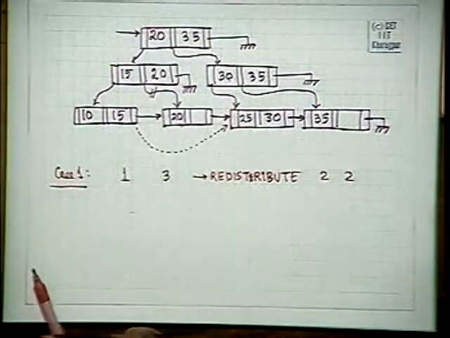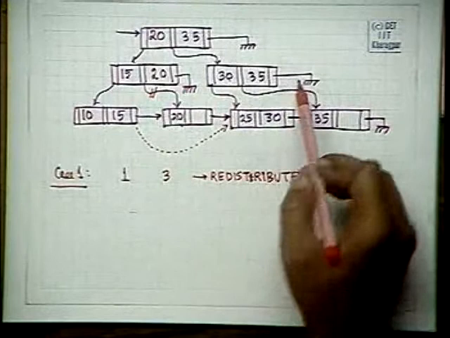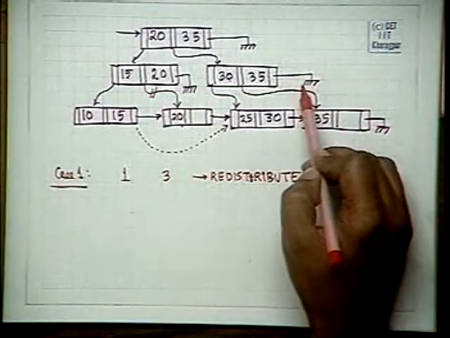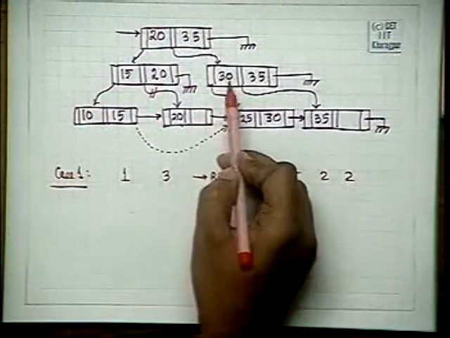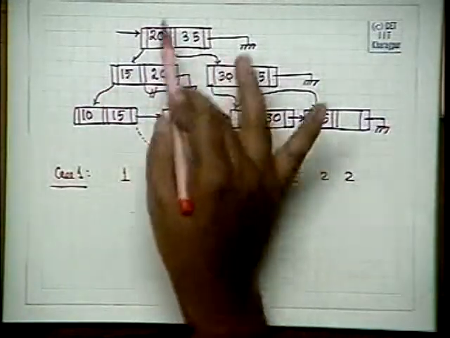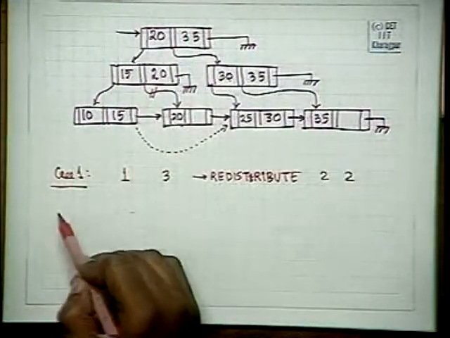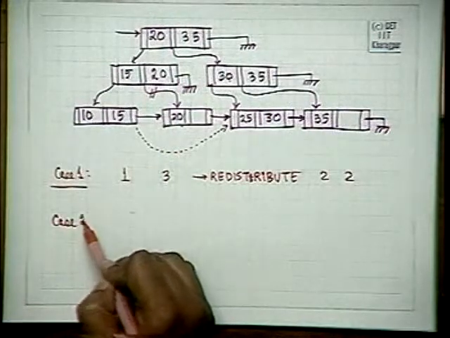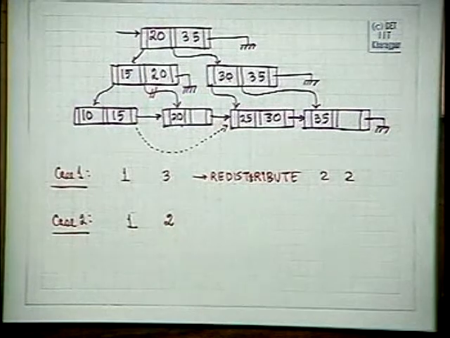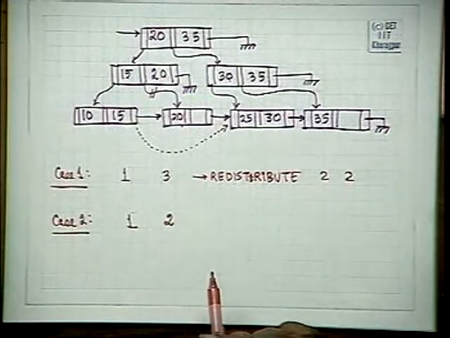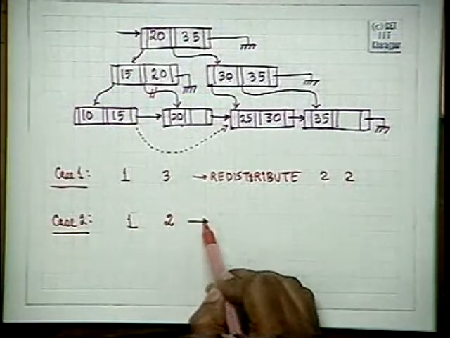Which is not the case here. If it were the case here that this had some other pointer, then I would have been able to redistribute this thing here and maintain the tree and balance it up. The case 2, 1 and 2. Then what do you do?